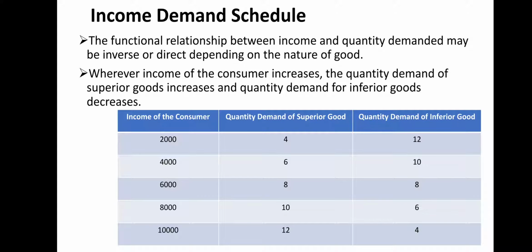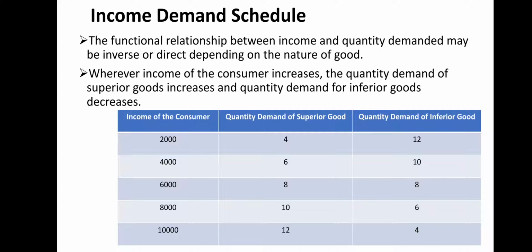When consumer's income is 2000, the consumer purchases 4 units of superior goods and 12 units of inferior goods. Now, consumer's income increases from 2000 to 4000. Here, when consumer's income increases, superior good demand increases up to 6 units and demand for inferior good decreases from 12 to 10. Again, the consumer's income increases from 4000 to 6000. Again, demand for superior good increases from 6 to 8 and demand for inferior good decreases from 10 to 8.